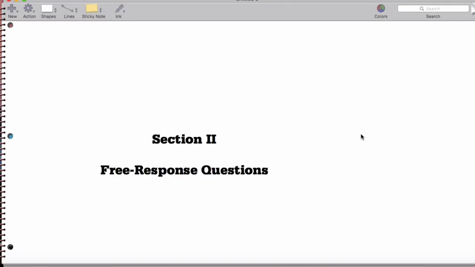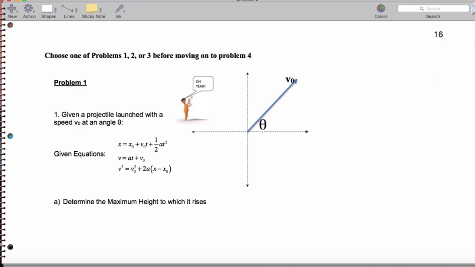Everybody, buckle your seatbelts because it's time for the free response questions. All right, here we go. Problem 1. Given a projectile launched with the speed v0 at an angle theta.